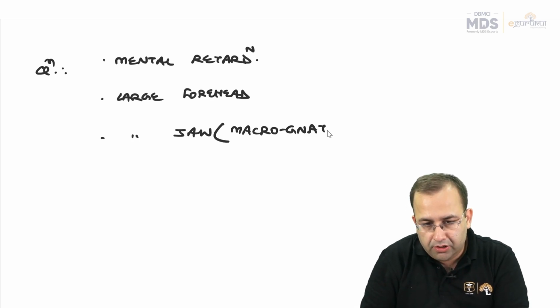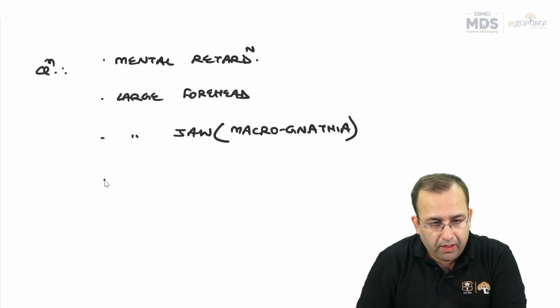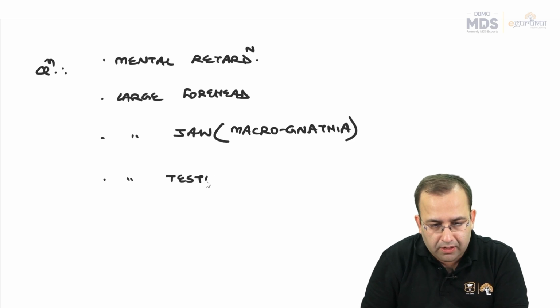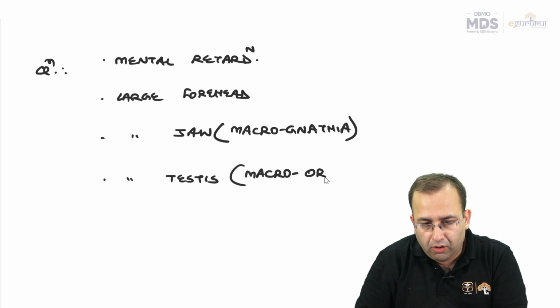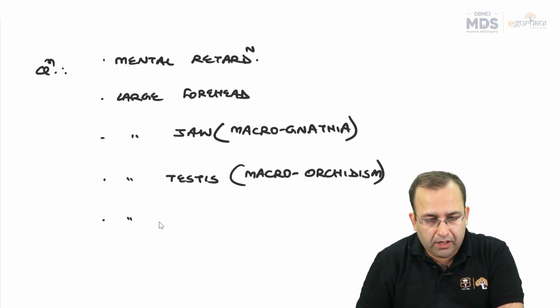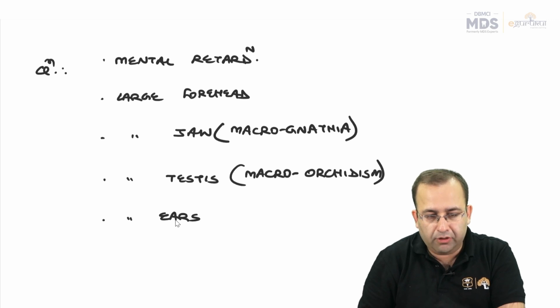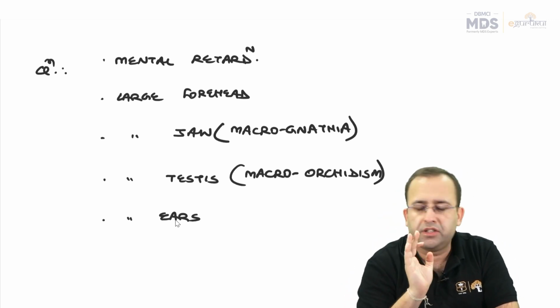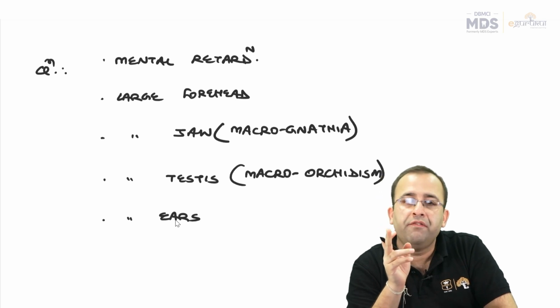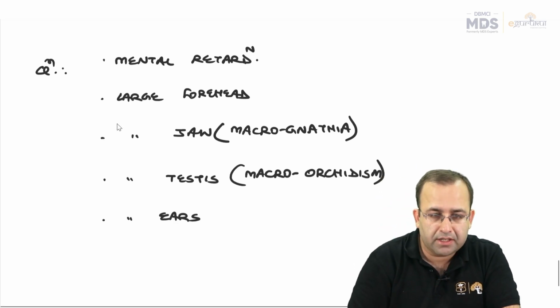Macrognathia. Large jaw, large testis, that is macroorchidism. Large testis and large ears. So everything is large. Large forehead, large jaw, large testis, large ears. Fair enough. Which is the most characteristic feature of Fragile X?